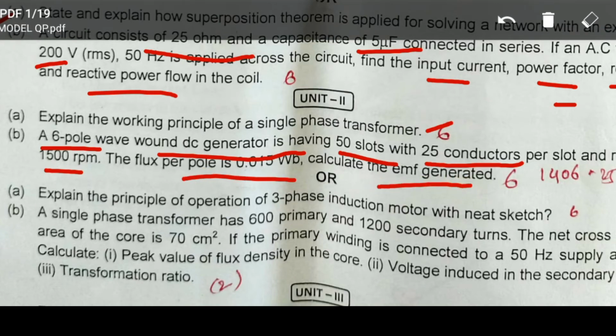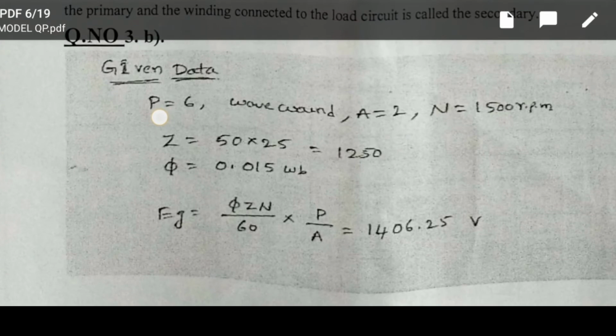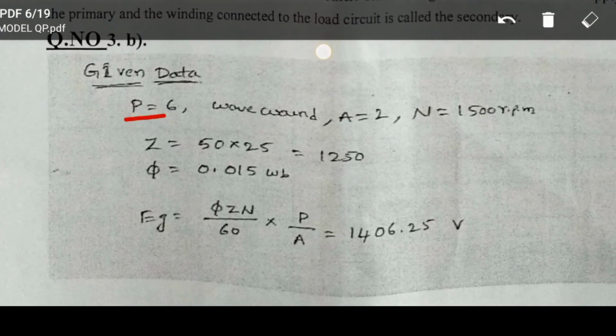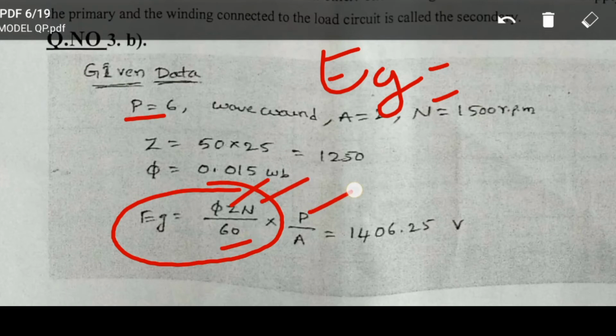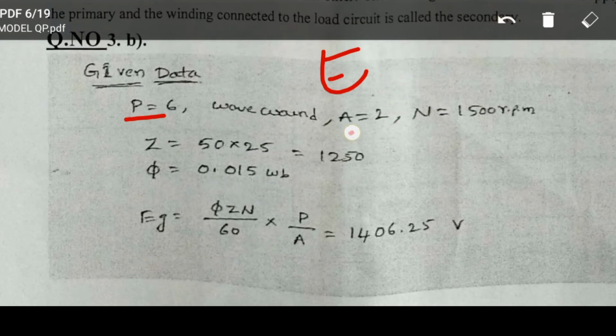E_G equal to phi Z N P by 60A. Let us see the answer. 6 poles are given, assume that P is the number of poles. The formula is E equal to phi Z N P by 60A, where phi is flux per pole, Z is the total number of conductors, N is the speed, 60 is constant, P is the number of poles, and A is the number of parallel paths. Z equal to 50 into 25, 50 slots and each slot having 25 conductors, total 1250. For wave winding, A equal to 2, that is parallel paths equal to 2. For lap winding, A equal to P, that we have to remember.